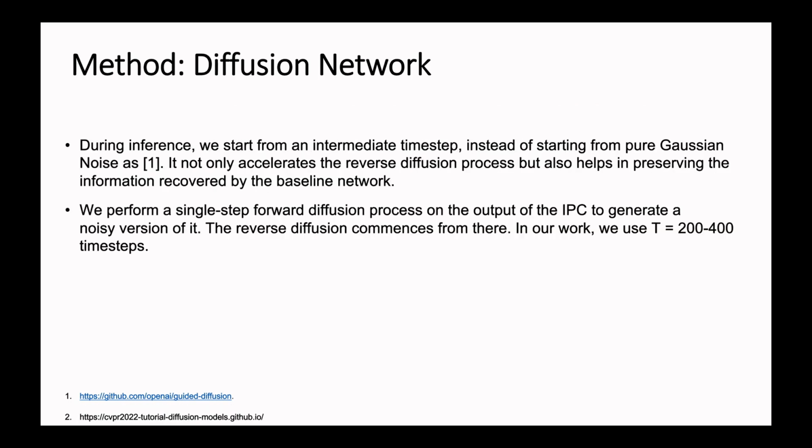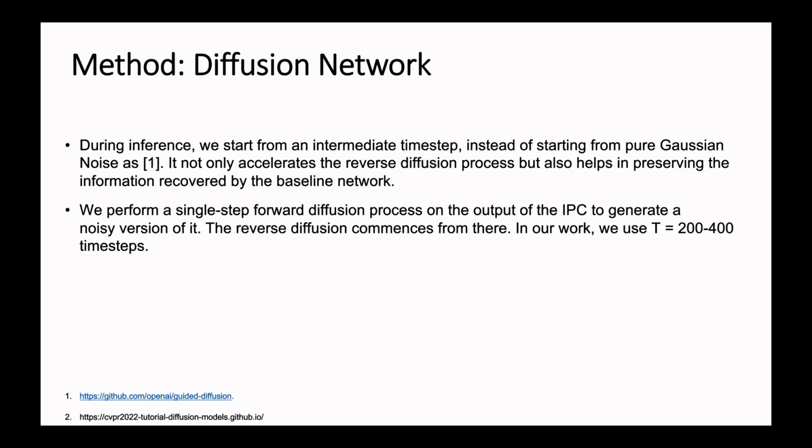So the first change is, instead of starting from pure noise, which is used in some of the previous works, we start from an intermediate time step. As in our work, we already have a baseline estimate, which is the output of the IPC network, and it also has very crucial information about the identity of the person. We introduce some amount of noise to get to an intermediate time step in the reverse diffusion timeline.